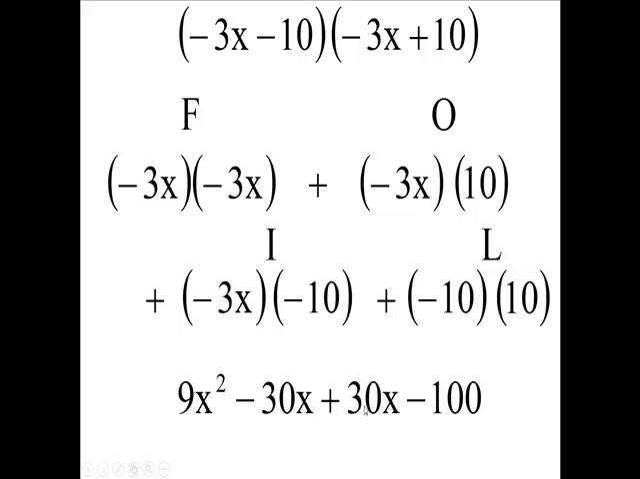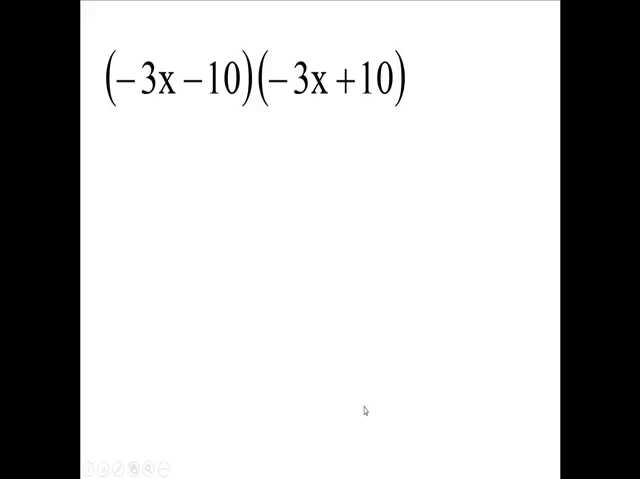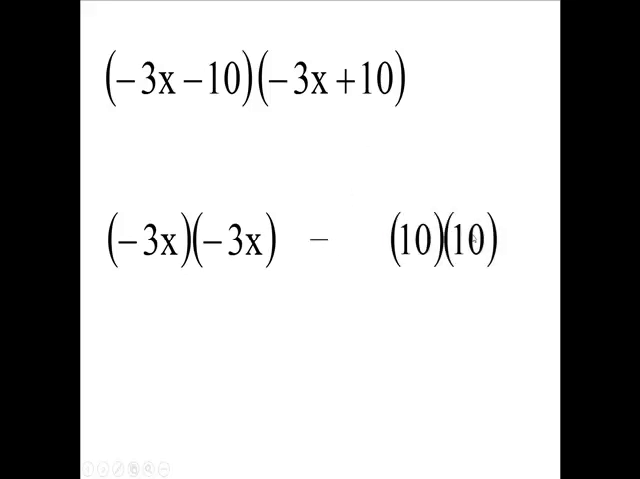All right? So we could start over again and look at the first terms. And then the last terms, you'd have negative 10 times plus 10. That would give you a minus. All right? So you end up with 9x squared minus 100.